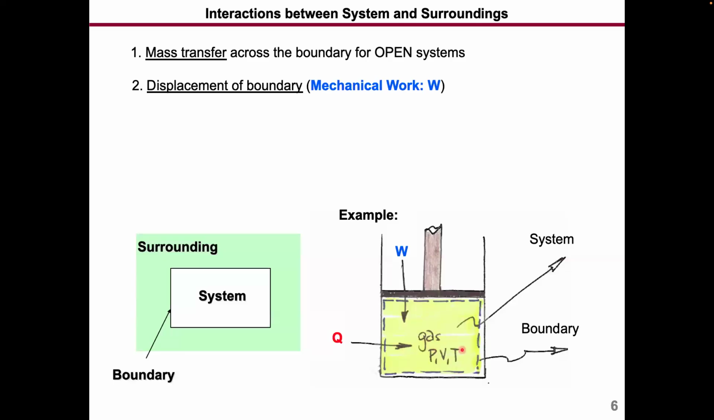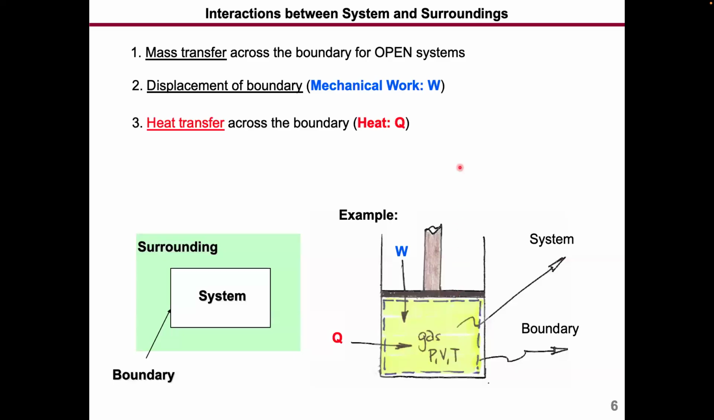But since this is a closed system, you are not changing the content inside the system. So you will have a higher energy state, which we will talk about later, okay? But by displacing this boundary, right? This is your surrounding, this is your system, this is your boundary. By displacing your boundary, you are actually doing mechanical work on your system, or your system is doing mechanical work on the surrounding if they are expanding.